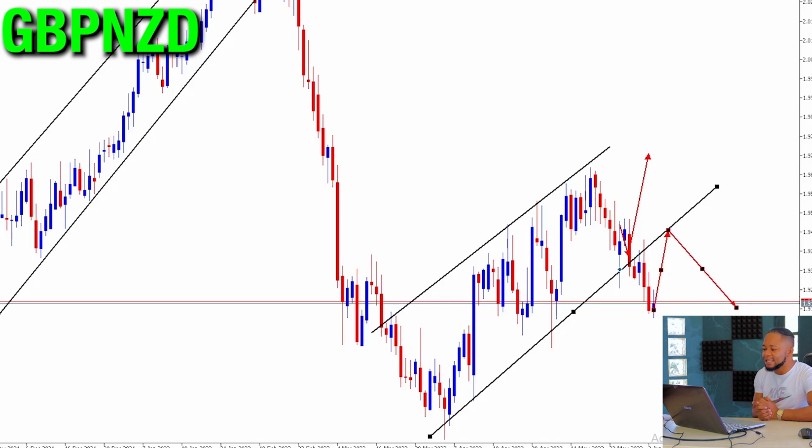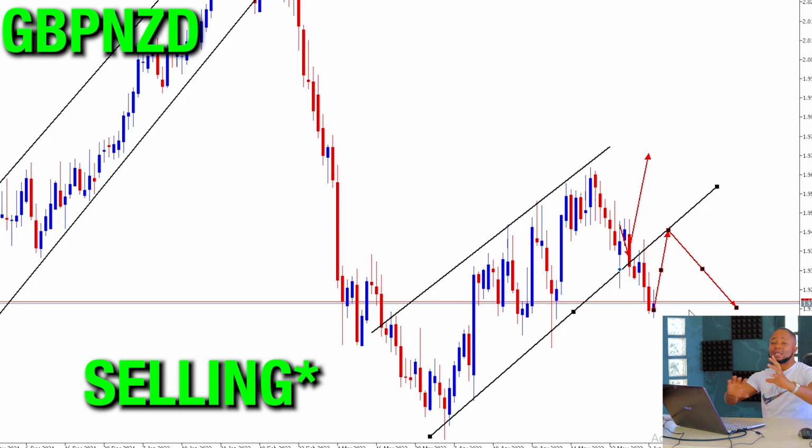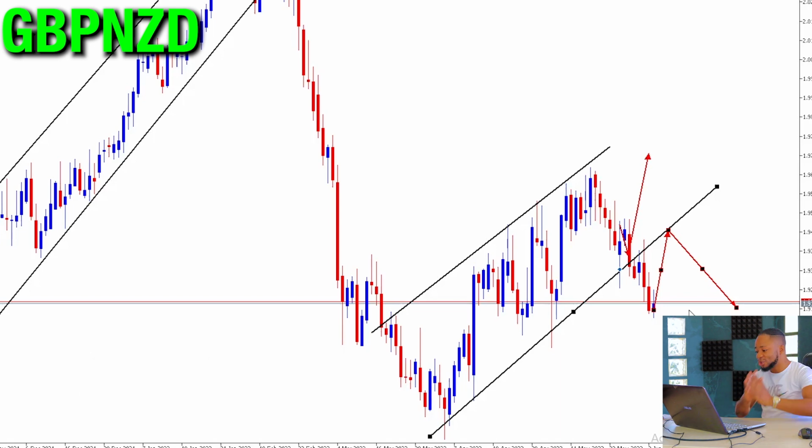So Great Britain Pound NZD has already broken the structure on a daily time frame, and I'm just praying and hoping it comes back to test that particular support zone, and I'm going to be buying, because at that particular point, the support is going to become the resistance, which is what we call this change in structure. So that is that about Great Britain Pound NZD.